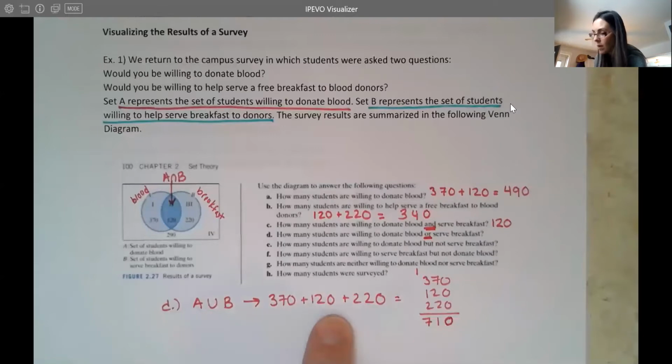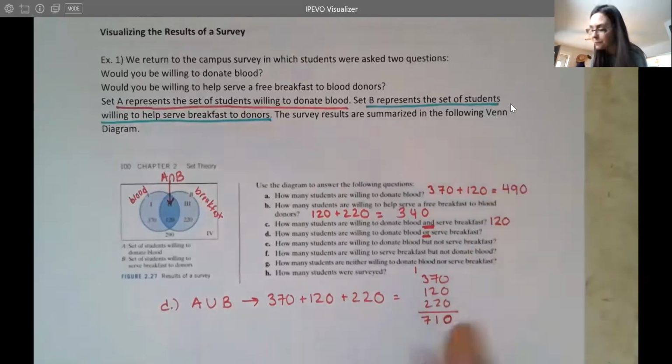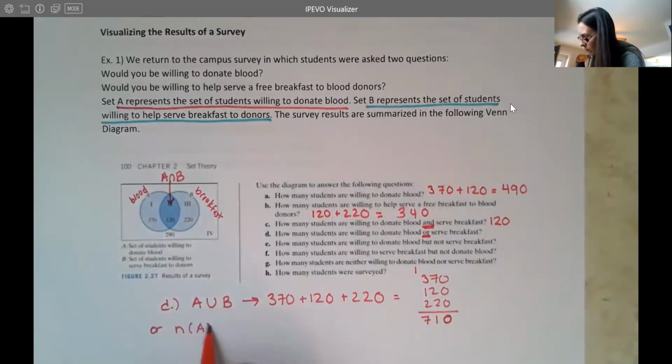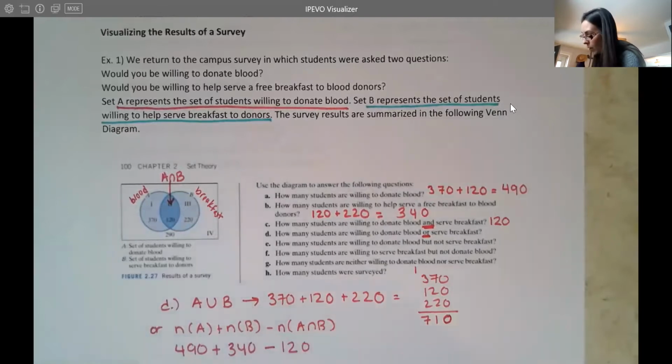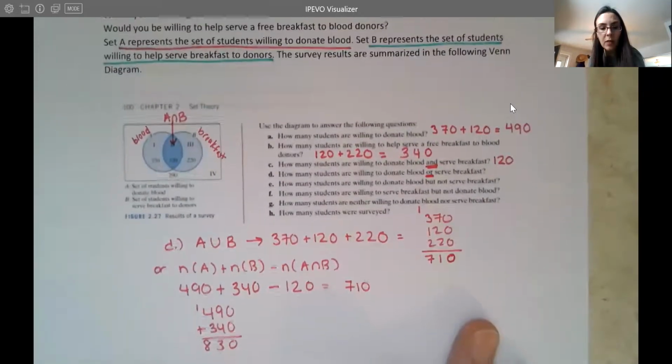Now you could also do this using the cardinality rule we talked about a few videos ago. So the number of units from A was 490. The number of people from set B, or units or elements here, was 340. And then the number in the intersection was 120. So this is another way you can do it too. If you add that 490 and the 340, we get 830, and 830 minus 120 will give you that 710. So there's two different ways that you can think about it here.